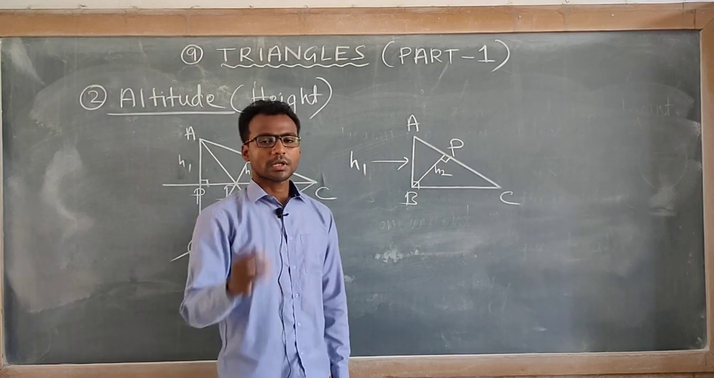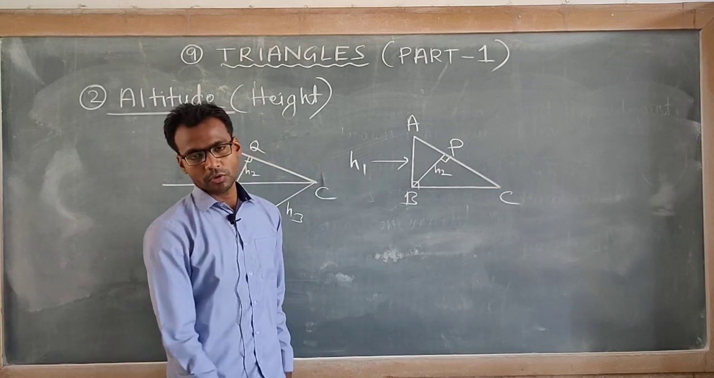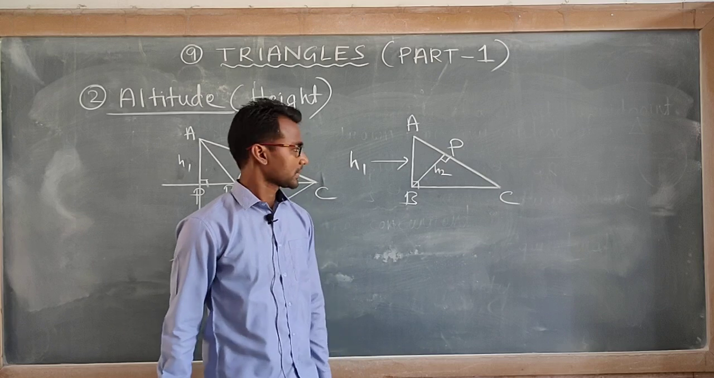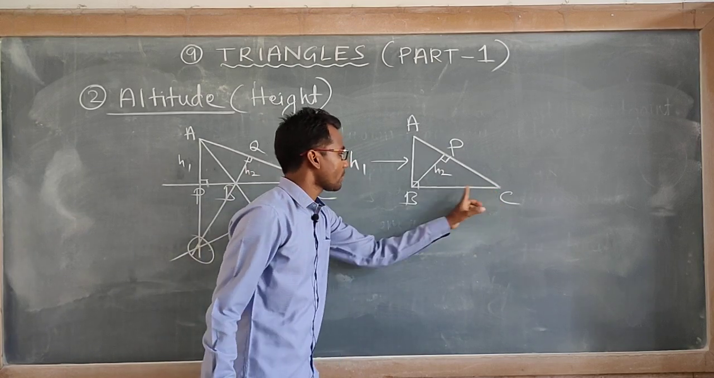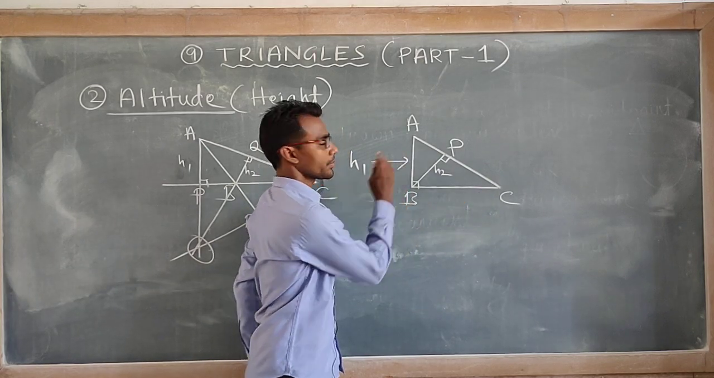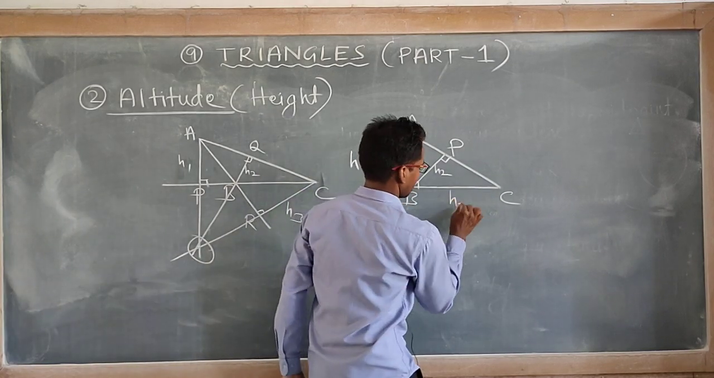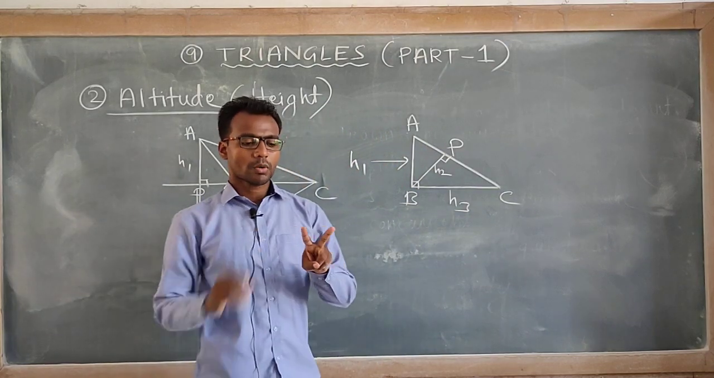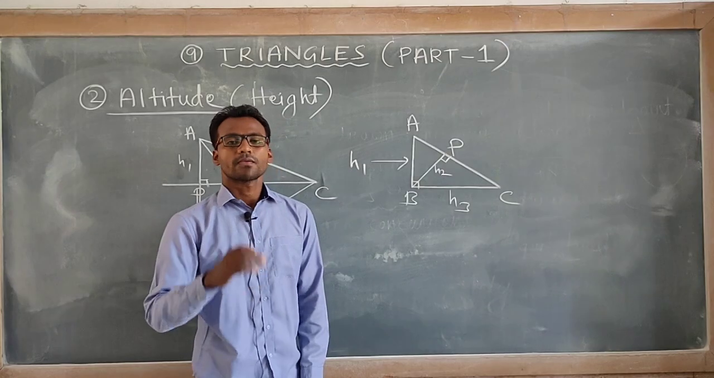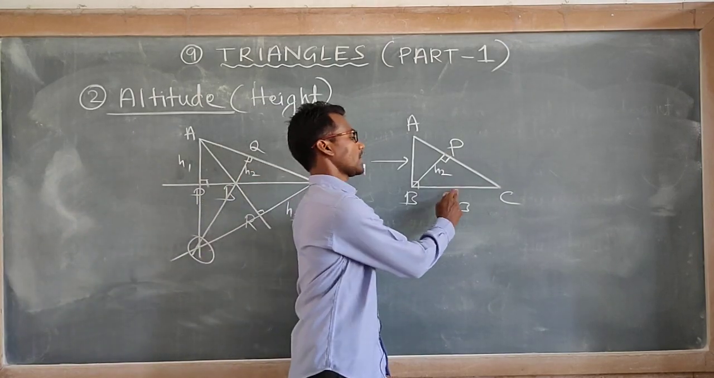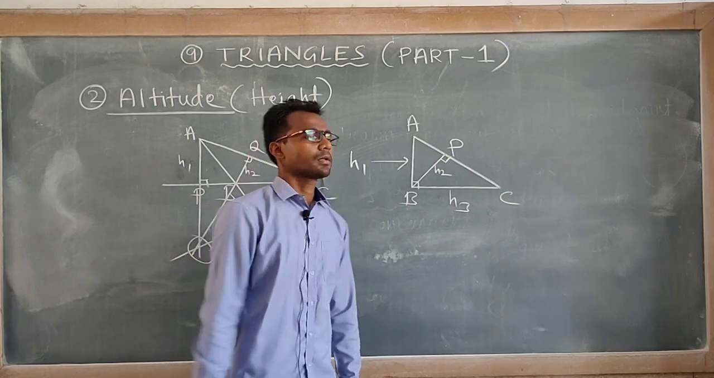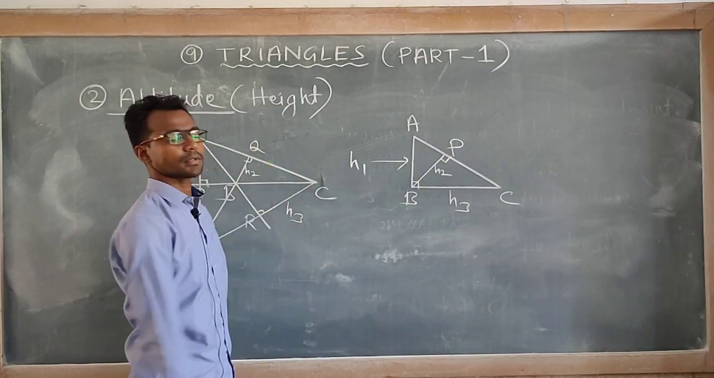Now let us move to the third altitude. Third altitude means from C we have to draw one perpendicular on AB. But you can see there is already one perpendicular from C on AB. CB is perpendicular to AB. That means this is the third altitude. From one point of view, BC is a side of the triangle. From another point of view, this BC is the altitude corresponding to the side AB. So remember this concept about altitudes.